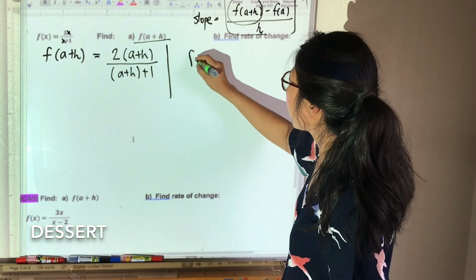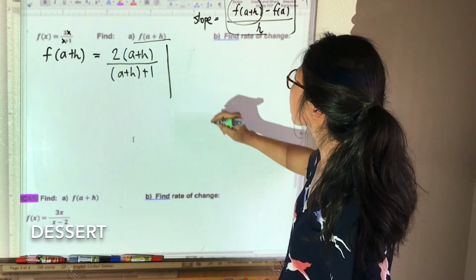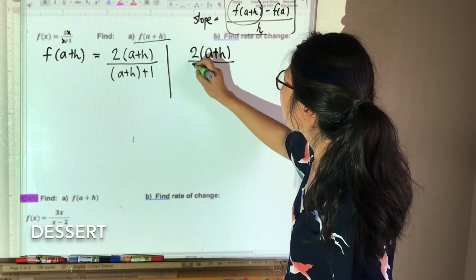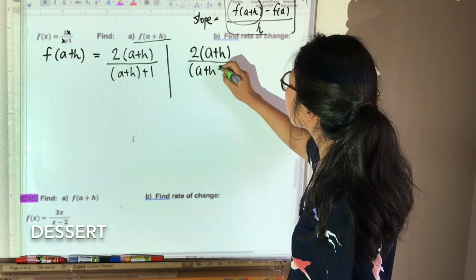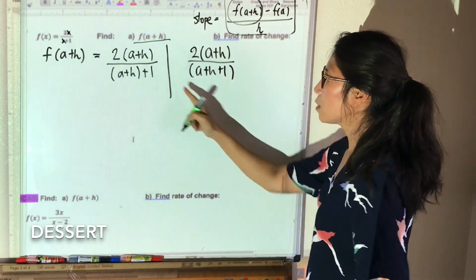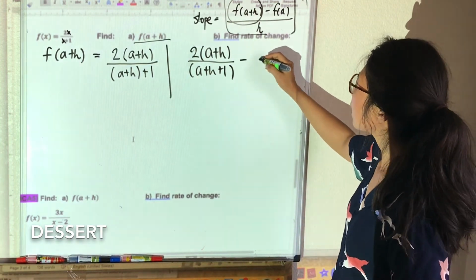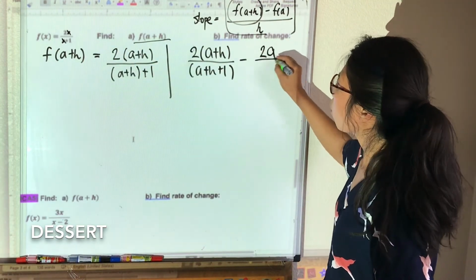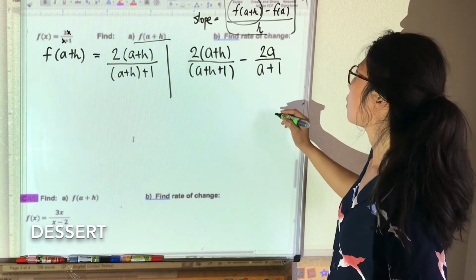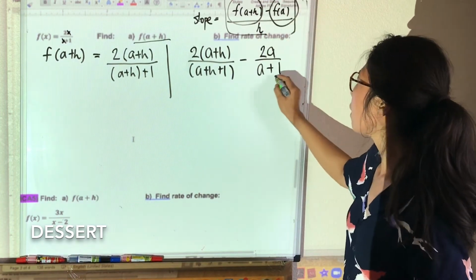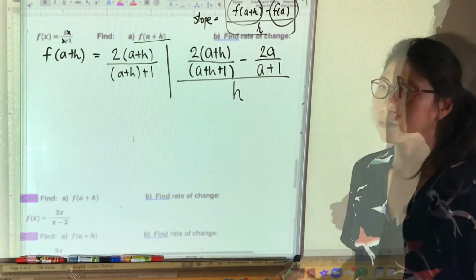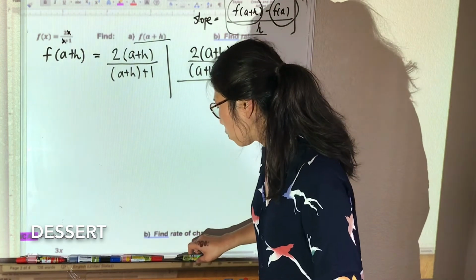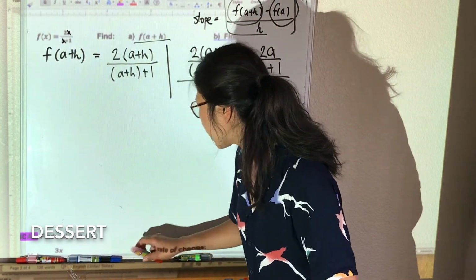F of a plus h is 2 times a plus h over a plus h plus 1. This parenthesis will be same thing as addition, put it outside. And the f of a function is going to be 2a over a plus 1 here. So I write it f of a over h. As you see, this is going to require lots of work. So also look at the work very patiently.